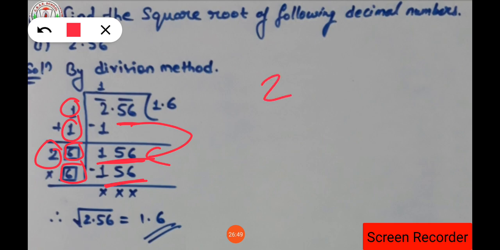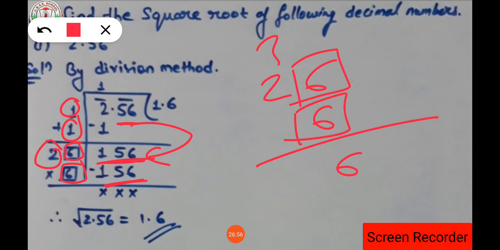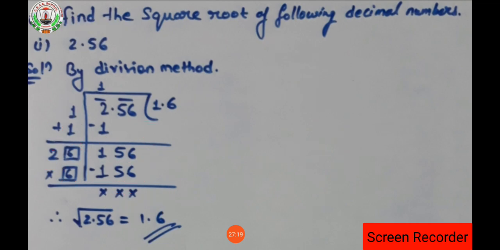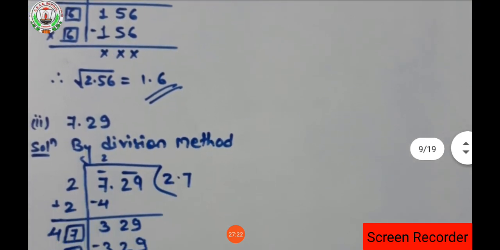So if we are going to multiply 26 with 6, 6 6s are 36 and 6 2s are 12, 12 plus 3 is 15. So 156 comes. So that 156 will be subtracted and the remainder will be 0. So what's the square root of the decimal 2.56? The square root of 2.56 is 1.6. Clear everyone? Okay, next question.